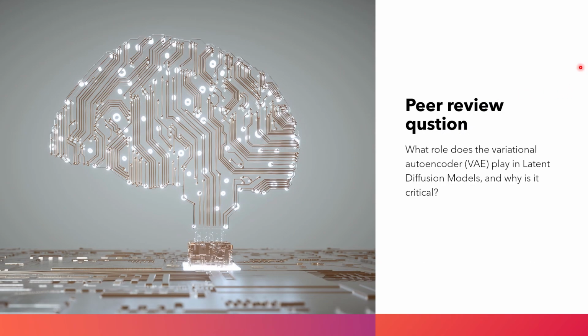Last, I have a peer review question prepared based on the previous two papers. The question is, what role does the variational autoencoder, also called VAE, play in the latent diffusion model, and why is it critical? Good luck, and thank you for listening.